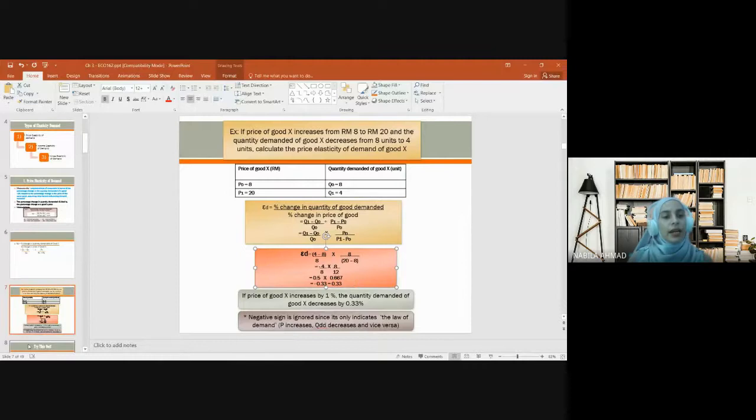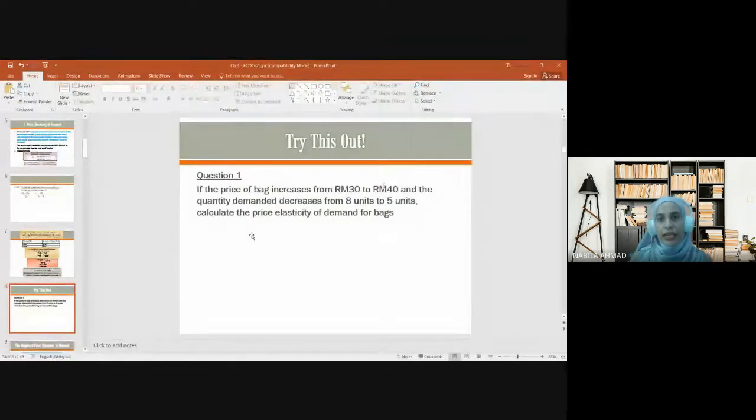Okay, right now before we move on, say now you all try to calculate this question. If the price of bag increases from 30 to 40 ringgit and the quantity demanded decreases from 8 to 5 units, calculate the price elasticity of demand for bags. Okay, cuba kira sekarang.